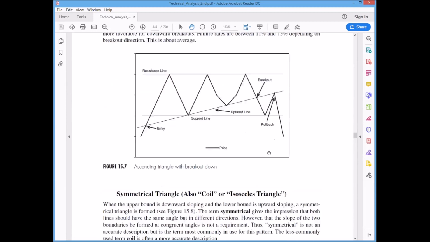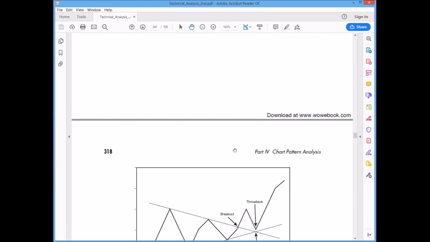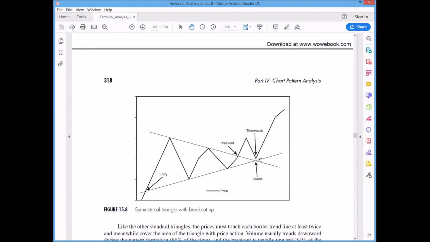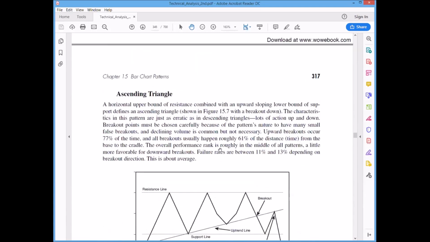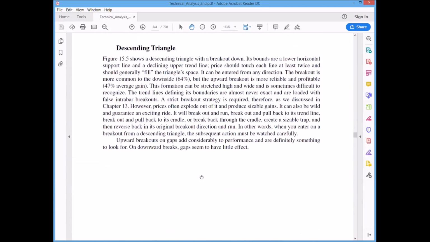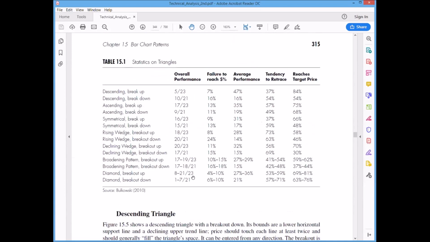You can break out to the downside, or you can break out to the upside. And then we have a symmetrical triangle, which slopes on both sides of the triangle. I see these all over the charts in crypto. And so if I scroll back up here to the beginning of this section, because I just wanted to look at them first.